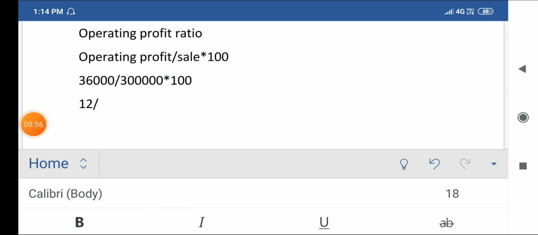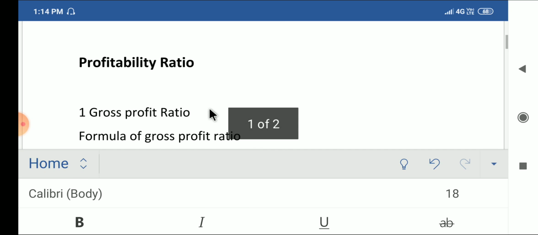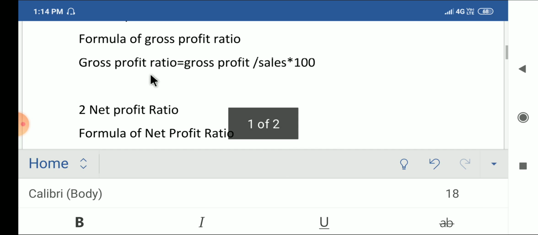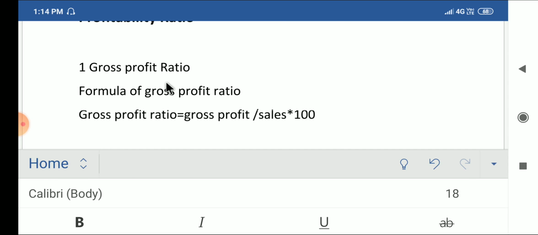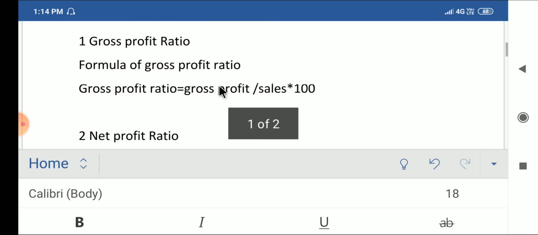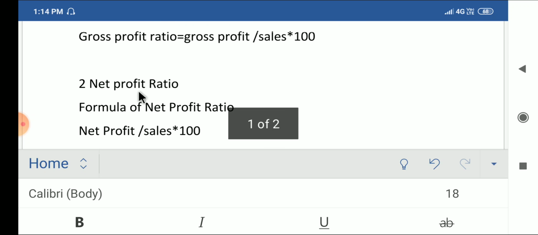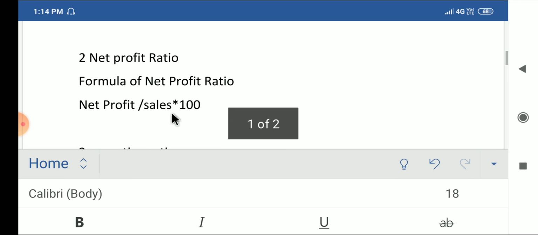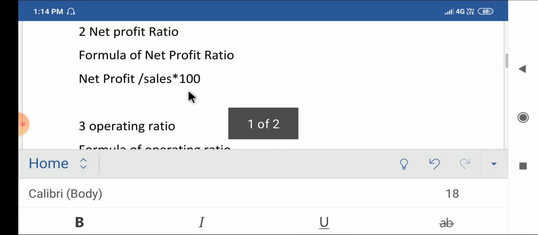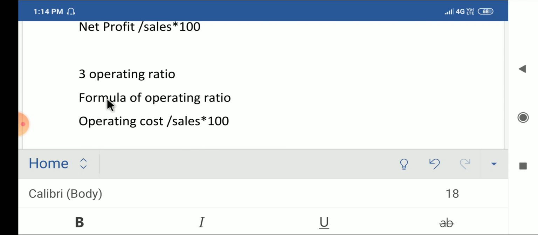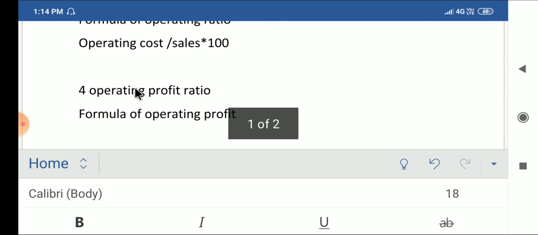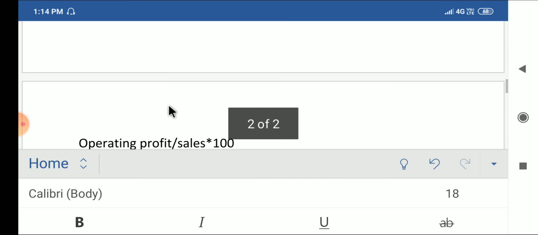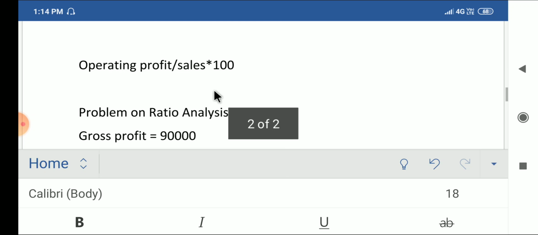Lastly, we have discussed profitability ratio. Again we discuss profitability ratio. First, gross profit ratio. Formula: gross profit upon sales into 100. Second, net profit ratio. Formula: net profit upon sales into 100. Third, operating ratio. Formula: operating cost upon sales into 100. Last is operating profit ratio. Formula: operating profit upon sales into 100.